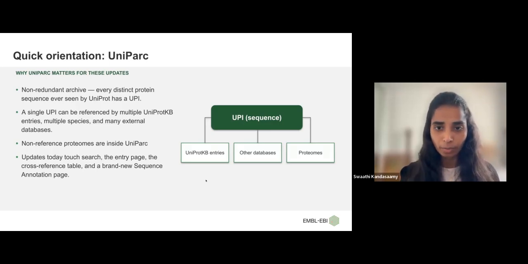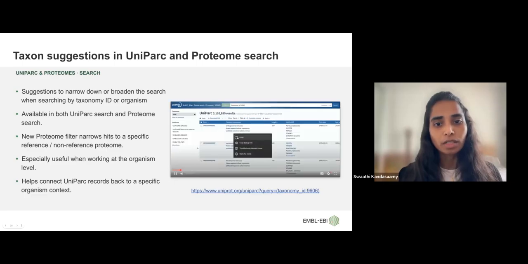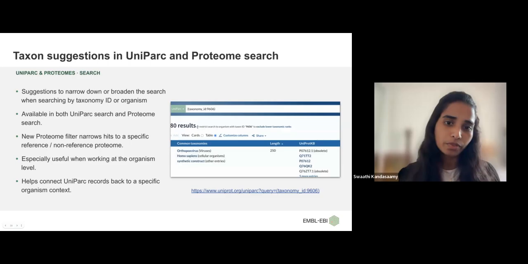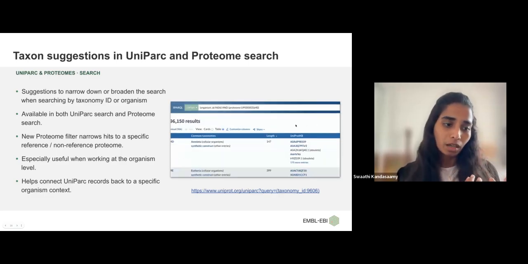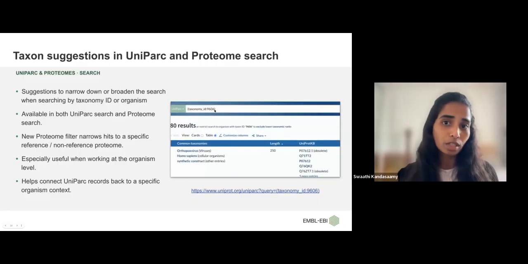Today, we'll touch the UniParc entry page and the newly added things in UniParc. If you search against UniParc, you can either choose to search against all sequences, or if you are interested in one particular taxonomy, you can use the advanced search tool and then you can search by taxonomy. In case of that, if you're searching by taxon ID, there is a suggestion asking if you want to narrow it down to that organism if the taxon ID is matching that of the organism ID.